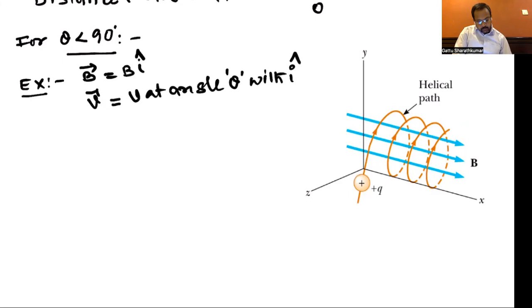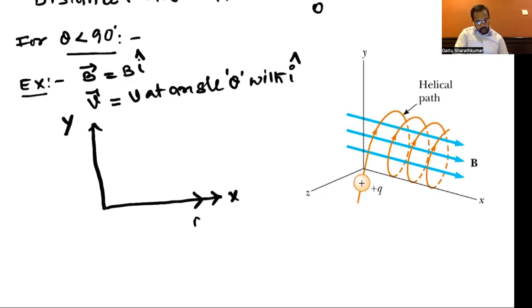This is your y-axis, this is your x-axis. Listen to this part carefully. Along the y-axis, we have our B bar, which is equal to B i cap. And the velocity vector is in this direction. It is projected with a velocity V in this direction at an angle, suppose this theta is some angle alpha, projected at an angle alpha.